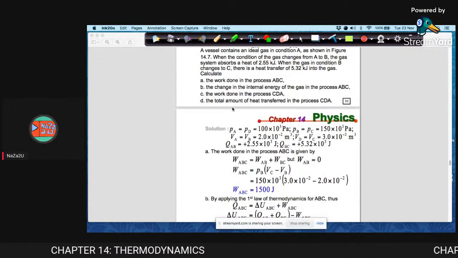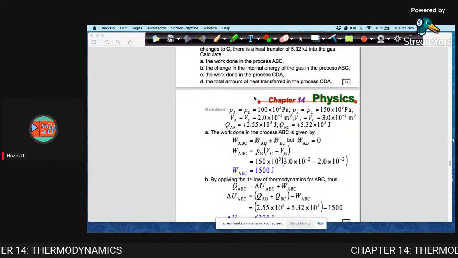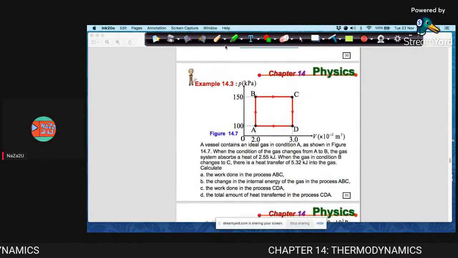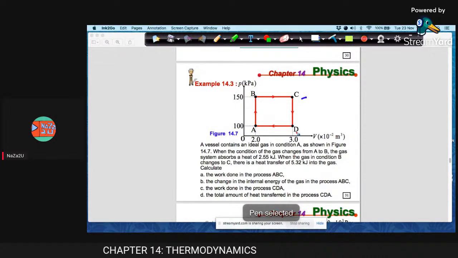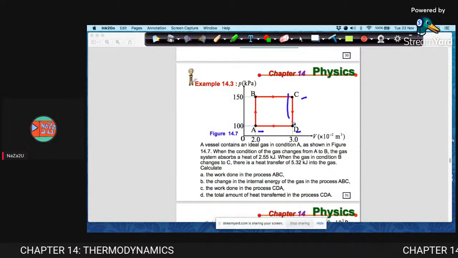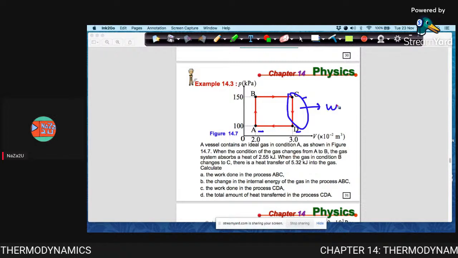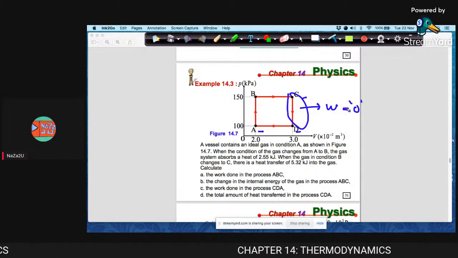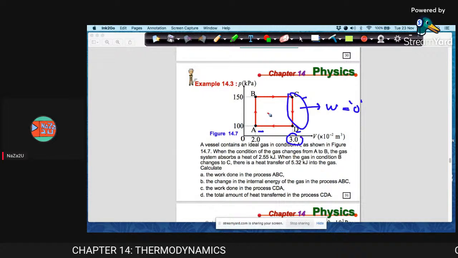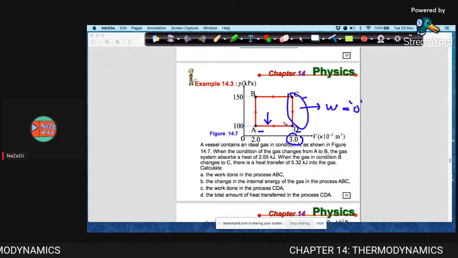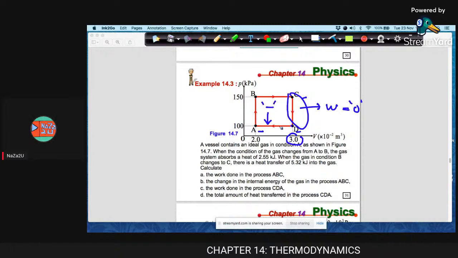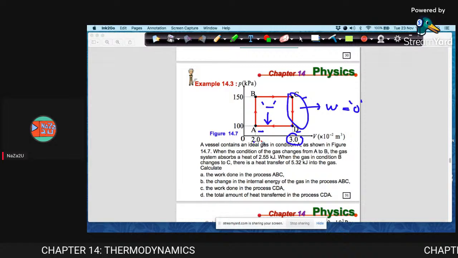Yang kedua, dia nak cari work done by the process CDA. Kita tahu work done untuk CD adalah sama dengan kosong. Mengapa sama dengan kosong? Kerana tak ada berlaku perubahan isi padu. Work done cuma ada DA sahaja. Dan kita dapati work done kat sini semestinya dia akan bernilai negatif, kerana daripada volume 3 dia menjadi kecil menjadi 2. This is work done on the system.